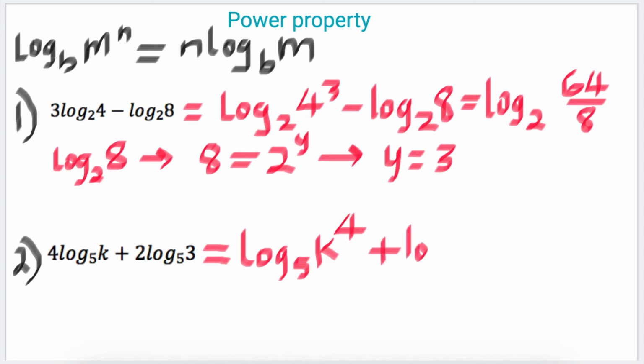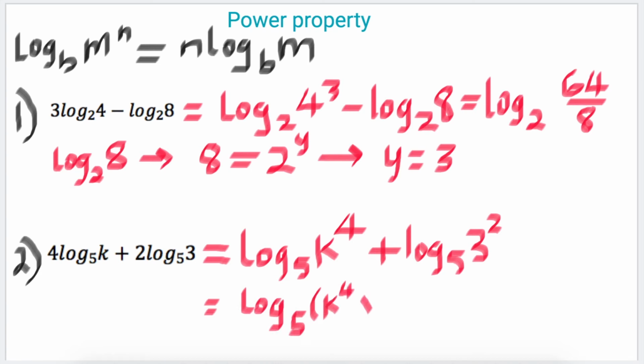I'm going to do the same thing with the second logarithm. I'm going to write log base 5 of 3, and in the exponent I'm going to put the number 2, which was the coefficient. The next step, I recognize that since I'm adding the logs, I need to multiply k to the 4th power times 3 squared. So I'm going to simply write k to the power of 4 times, and then 3 squared can be written as 9. And then I'm going to rewrite that as log base 5 of 9k to the power of 4. Always put the coefficient in front of the variable.